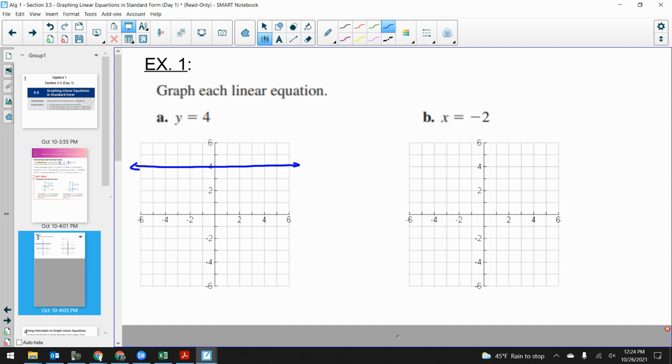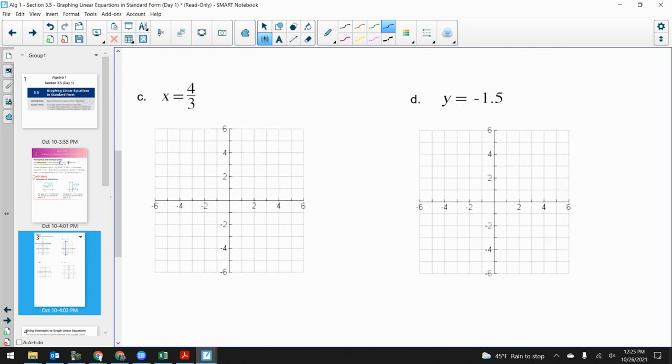Okay. Part B. X equals negative 2. Okay, what type of line is that? Vertical at negative 2. Yes, literally that simple. Horizontal is y equals. Vertical is x equals. Okay.